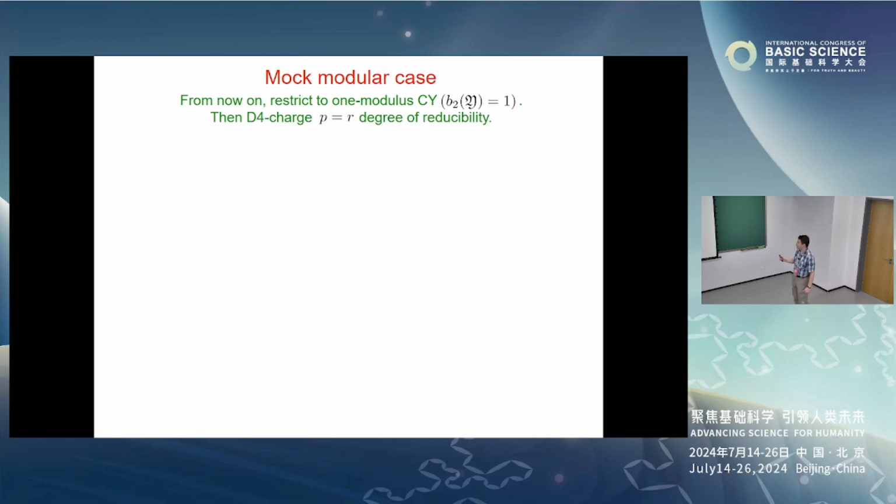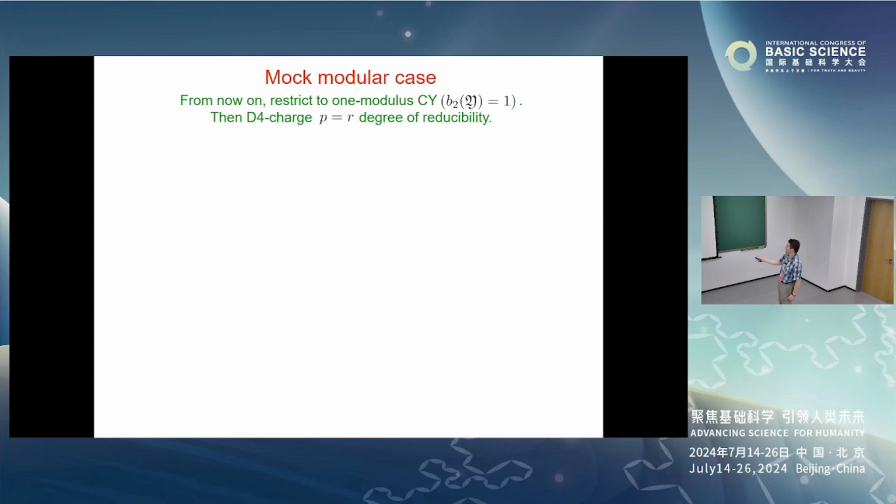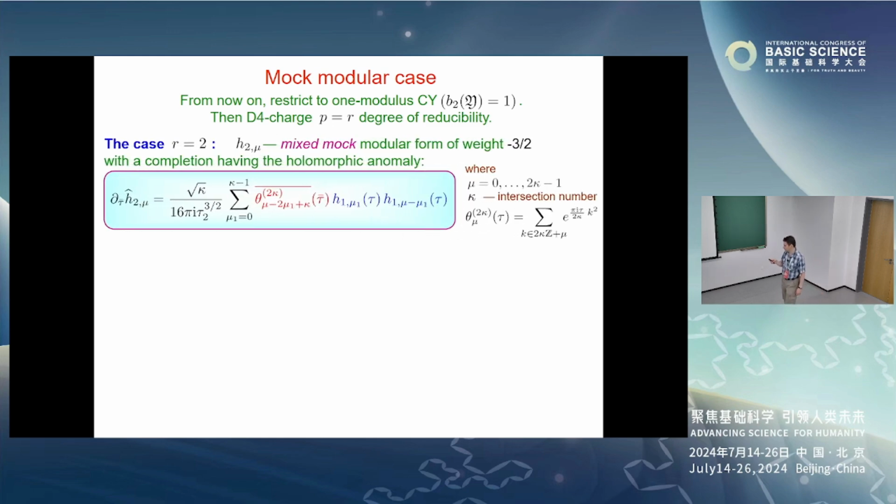Okay, so let's consider the most simple non-trivial case. But first of all, I would like to restrict to this case of B2 equal 1, so one Kähler modulus, just for simplicity. In principle, many things which I'm going to talk about can be easily generalized to the arbitrary case, but for simplicity, let's consider this one. And then in this situation, the D4 brane charge is nothing else but the degree of reducibility. So in the following I will use this variable r instead. And let's consider the simplest non-trivial case, which is r equal 2. In this case, the requirement is that our generating function is a mixed mock modular form.